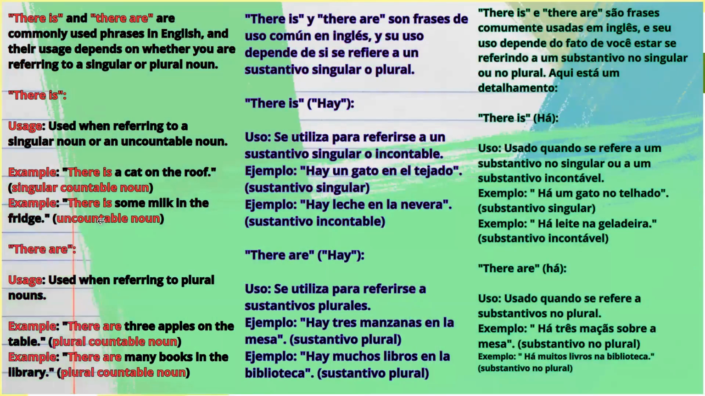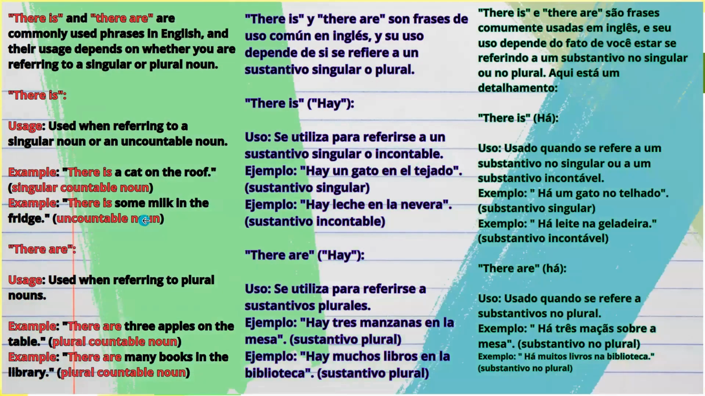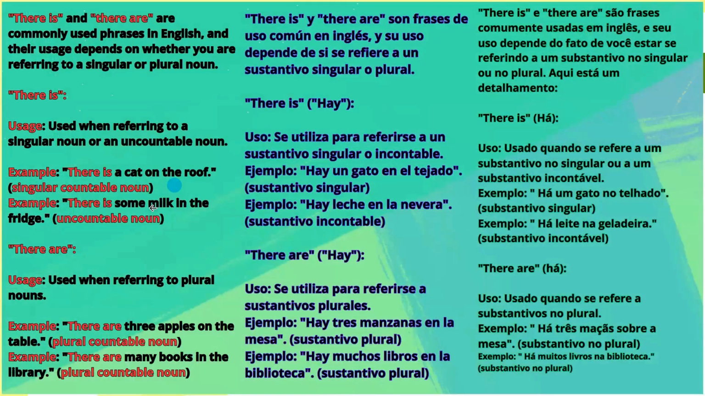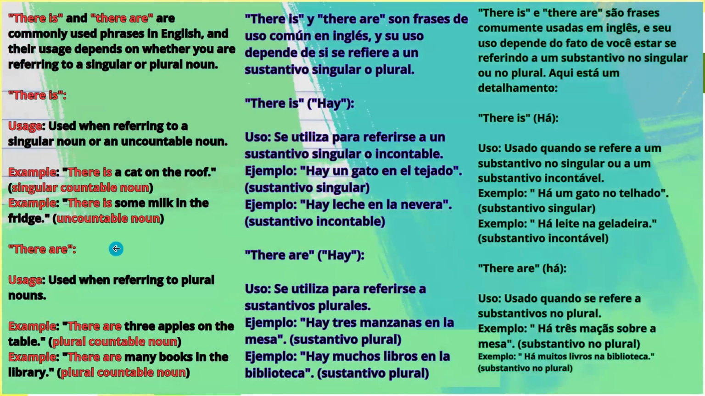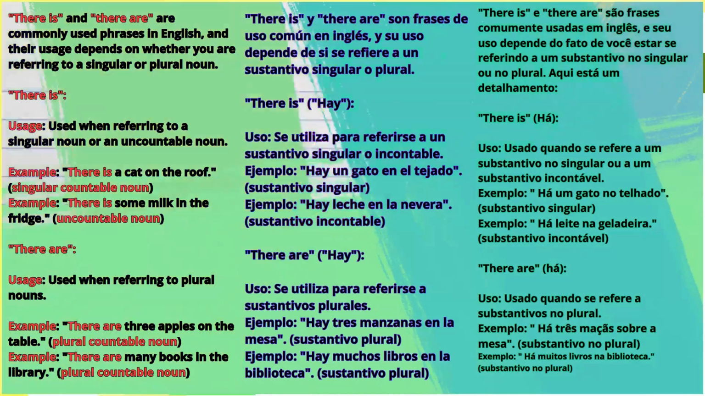Another example, there is some milk in the fridge. We are talking about an uncountable noun, milk. There are is used when referring to plural nouns. For example, there are 3 apples on the table.